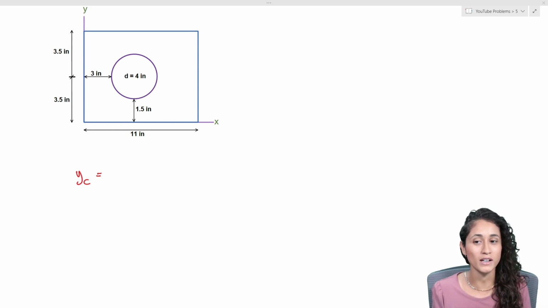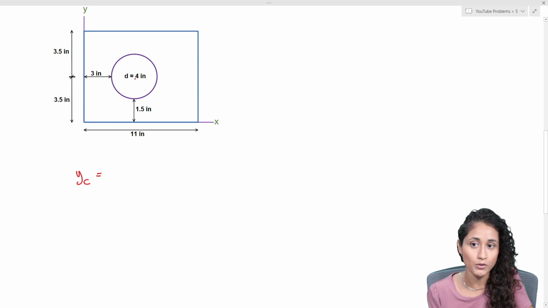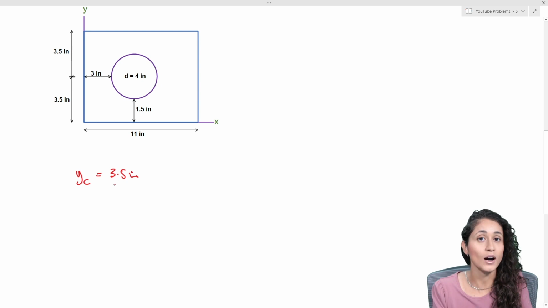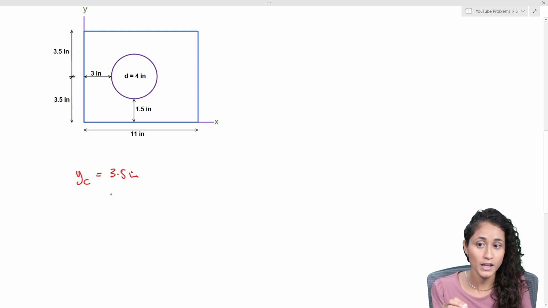So now let's go back to this problem and let's first start with the centroid about the y-axis. So here, we actually do have symmetry about the y. So if I cut to here, right, whatever we have here is equal to what we have here. So we have symmetry. So YC is just going to be half of this distance, which is going to be 3.5 inches. Now, you can use the centroid equation that I showed you guys earlier for YC, and you should still get 3.5.